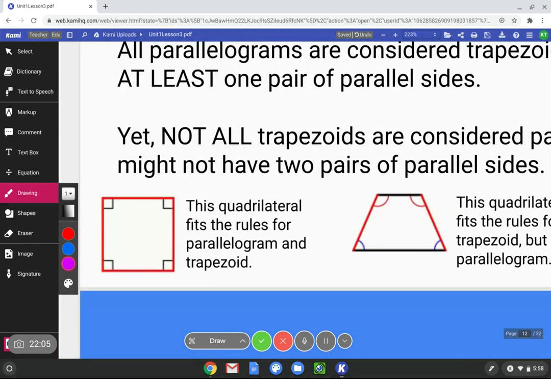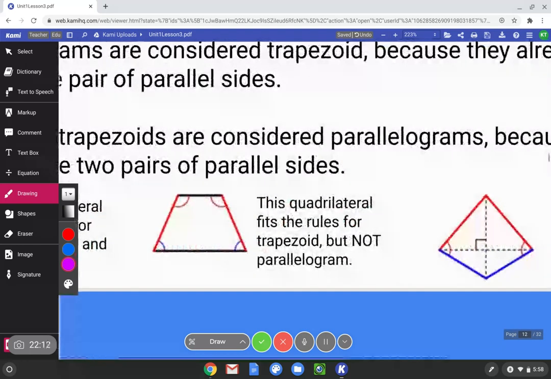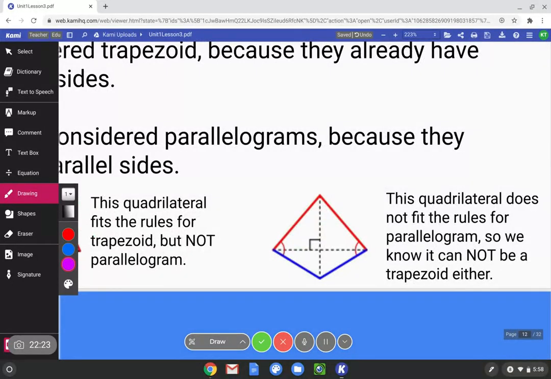So this shape is a quadrilateral that fits the rules for a trapezoid and a parallelogram. This is a quadrilateral that fits the rules for a trapezoid, but not a parallelogram. That's because there's only one pair of parallel sides. In this shape, the kite, it fits the rule for quadrilateral, but not for trapezoid, and not for parallelogram. It's neither. It is just a quadrilateral.